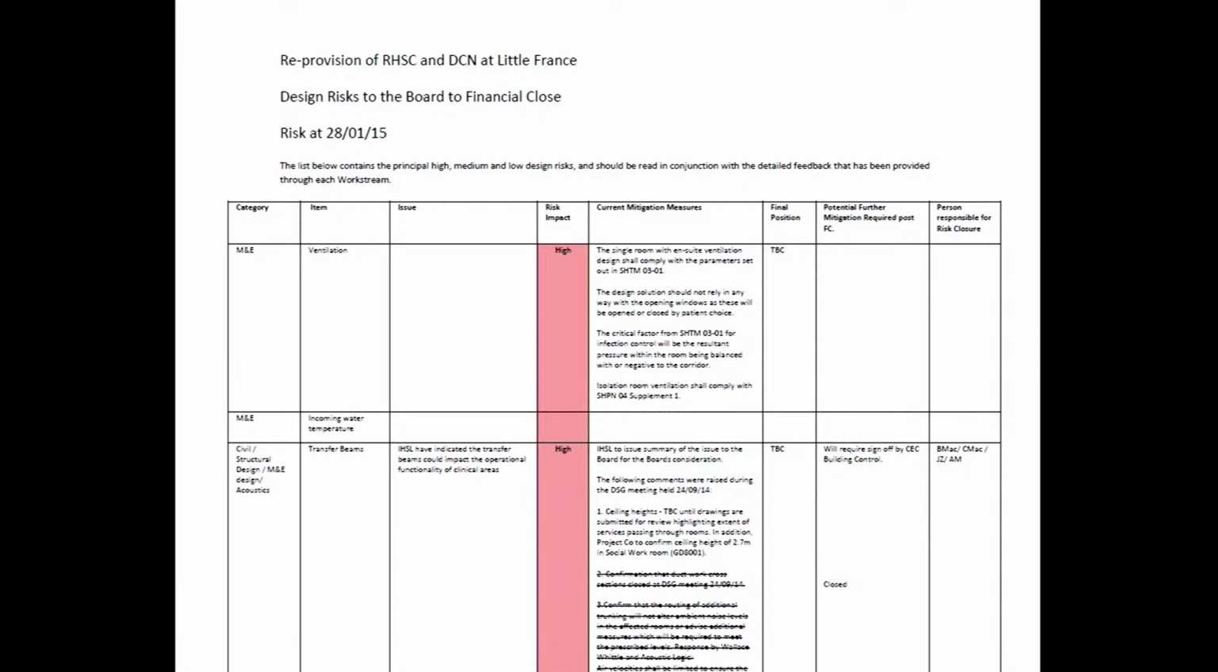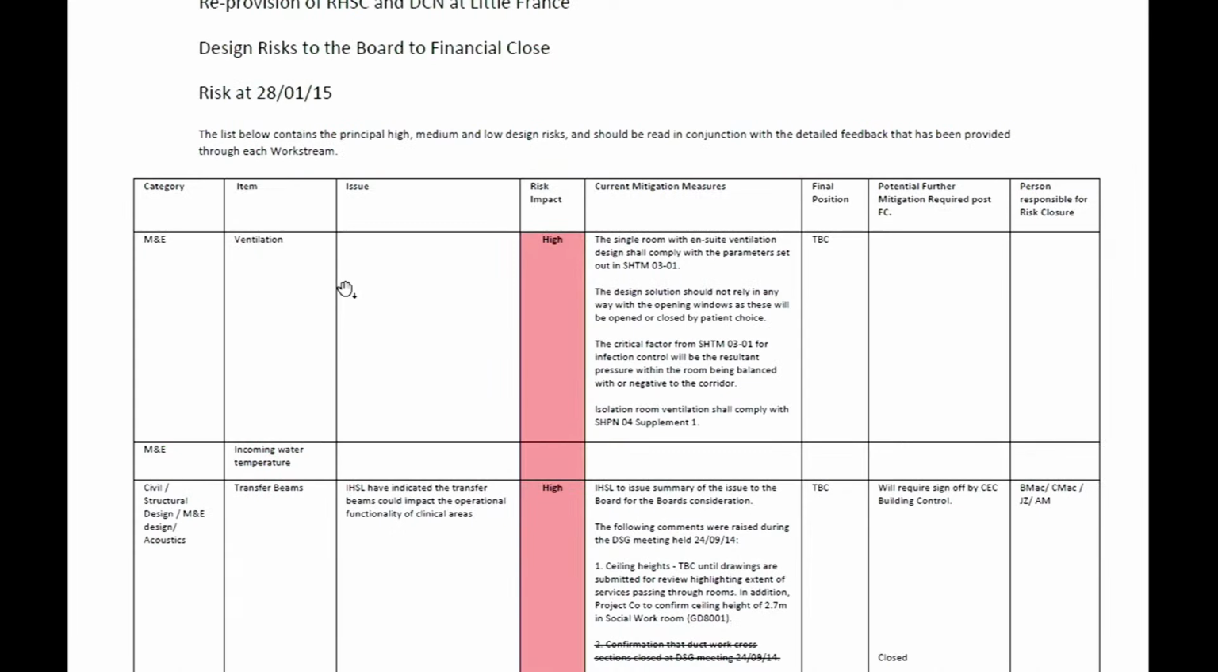Okay. So we see that the first entry, the category M&E, the item ventilation, the risk impact is high, and the current mitigation measure is described as the single room with ensuite ventilation design shall comply with the parameters set out in SHTM 0301.